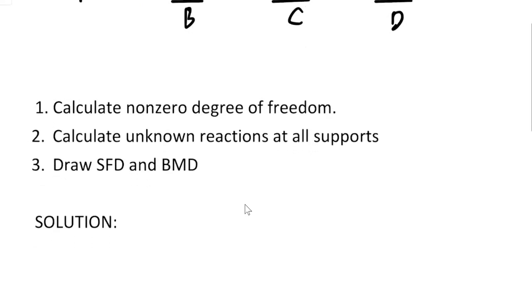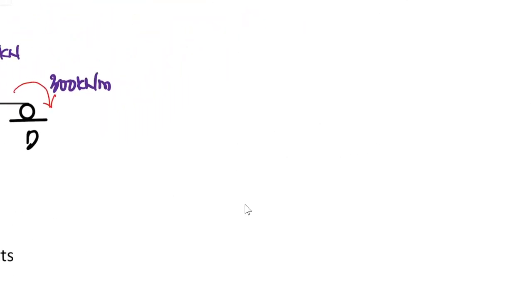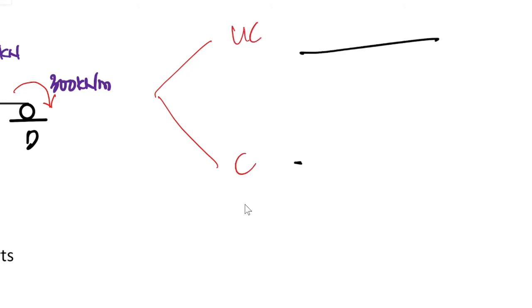We will start by sketching this according to unconstrained and constrained. There are four nodes, A, B, C, D. One for unconstrained and another one for constrained.